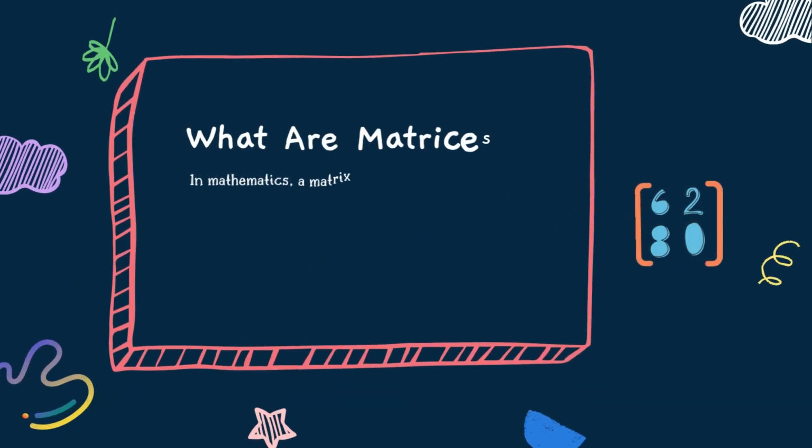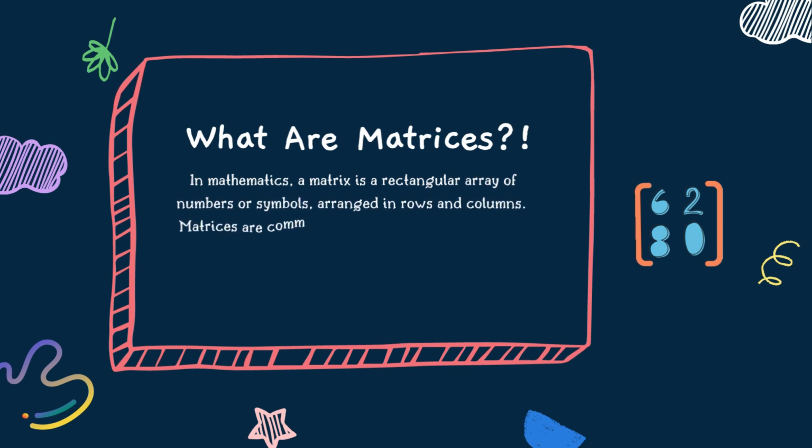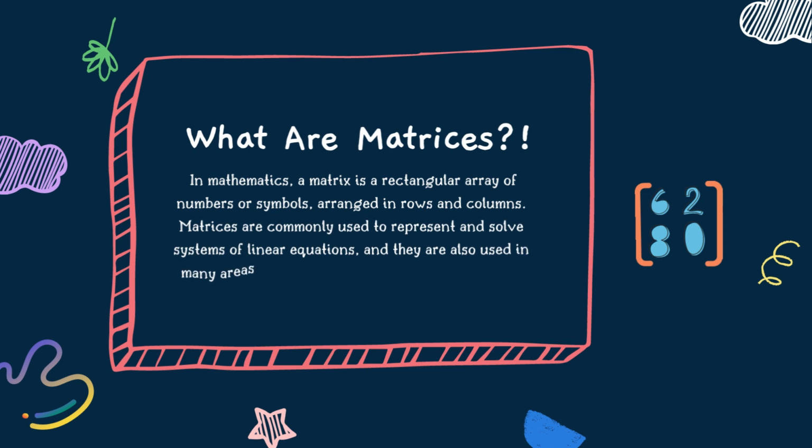Okay, so what are matrices? In mathematics, a matrix is a rectangular array of numbers or symbols arranged in rows and columns. Matrices are commonly used to represent and solve systems of linear equations. And they're also used in many areas of science, engineering and computer graphics. And the singular form of matrices is a matrix.